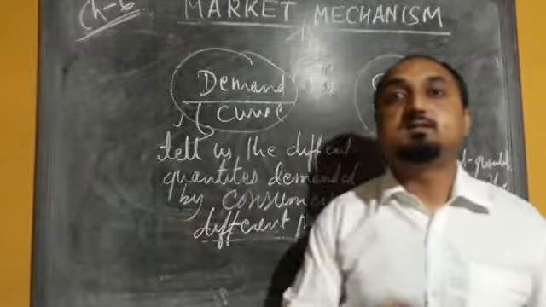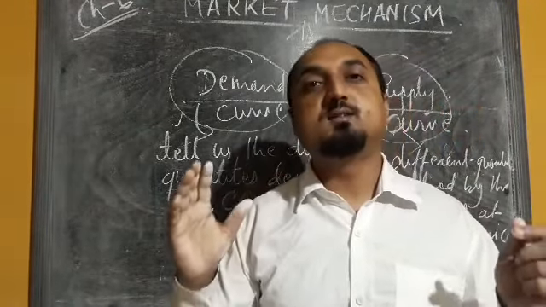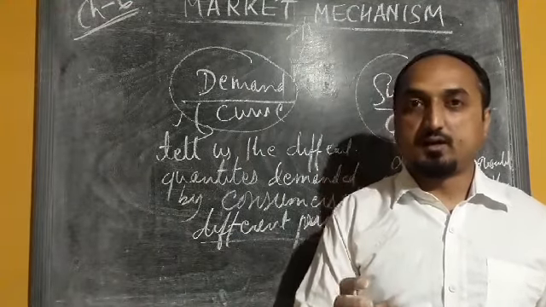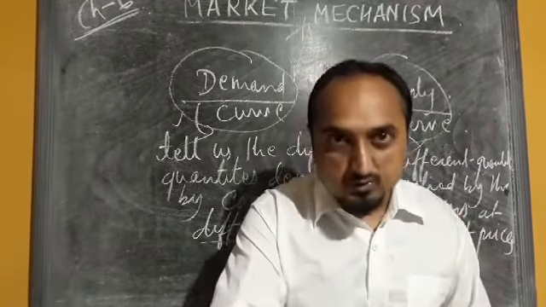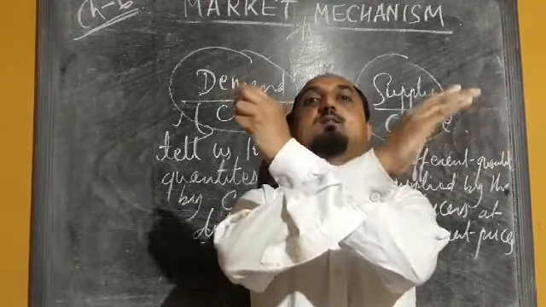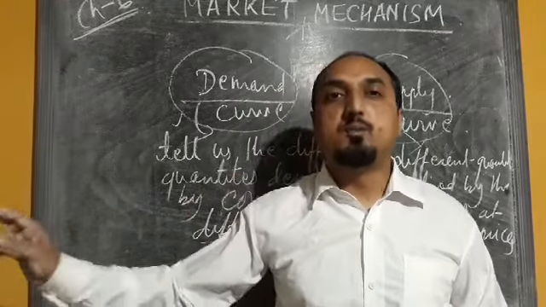Now, how is that price determined? Price is determined with the market forces of demand and supply. We can determine the price of a commodity with the help of demand and supply. We know that the demand curve is downward sloping and the supply curve is upward sloping. So the intersection point of demand and supply will give us the equilibrium price.